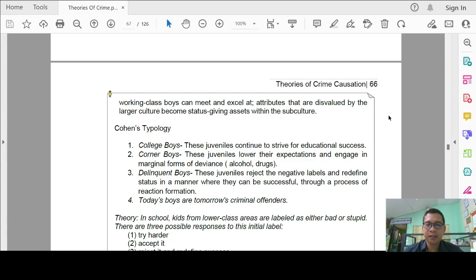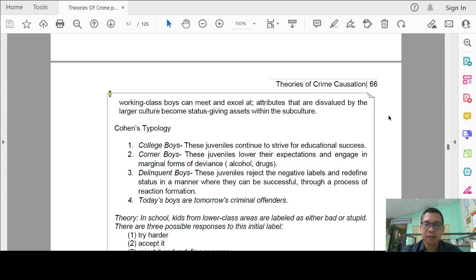These are juveniles who continue to strive for educational success. Though they are engaged in other activities such as gambling, drug sale, addiction, alcoholism, they strive to continue to achieve educational success through enrolling in college. So maybe there are some here among us. We just do not know, but they are considered college boys. The second one, corner boys, those who just hang around, they are out-of-school youth. These juveniles lower their expectations and engage in marginal forms of deviance, drugs and alcohol particularly.